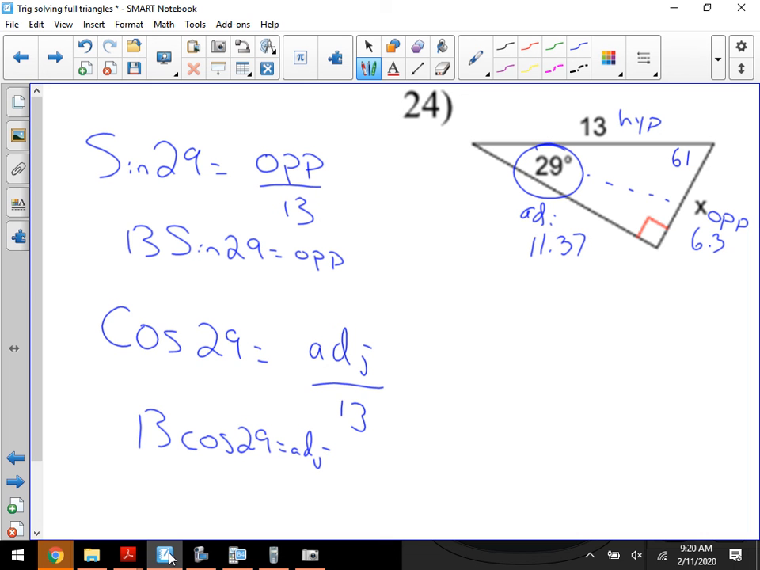Now, one of the things you could do, I could use the Pythagorean theorem, do 6.3 squared plus 11.37 squared, take the square root, it should be pretty close to 13. You're going to be within rounding error on that. That's one way. Or another way, just as a quick check: 61 is bigger than 29, right? So the side across from it has to be bigger than the other. See how that works? And then 13 is your hypotenuse, which has to be the biggest.